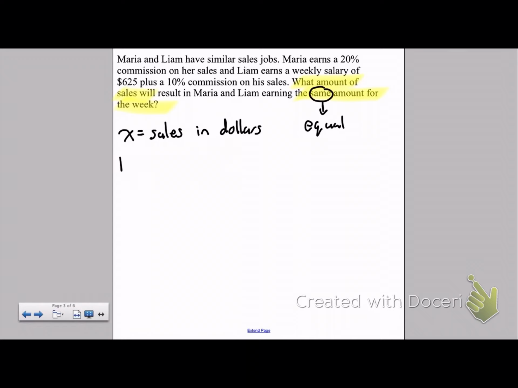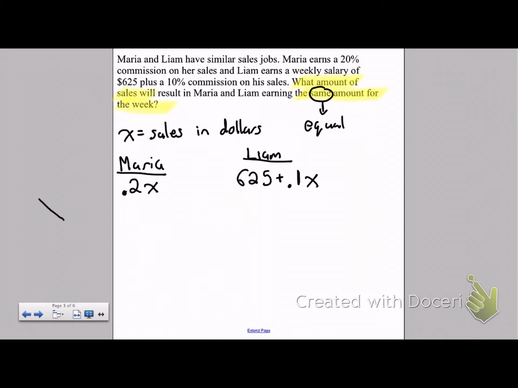So I have two different situations. I have Maria and I have Liam. Maria earns 20% commission on her sales. 20%, I cannot work with 20% as it is, so I need to turn it into a decimal, so it becomes 0.2. And it's 20% of her sales, so it's going to be 0.2 times x. Liam gets a salary of $625 plus 10% commission on his sales, so it's going to be 625 plus 0.10 times x.